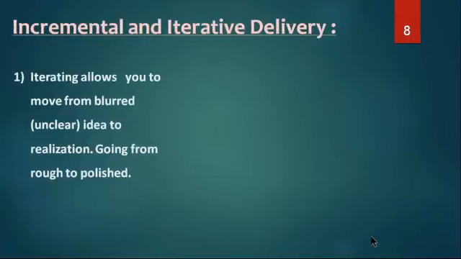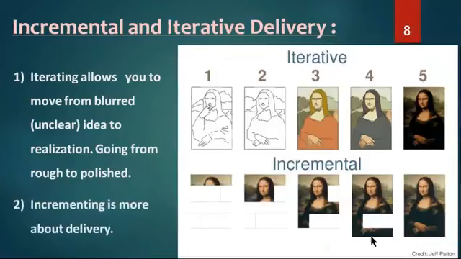Incremental, iterative delivery. Look at that. Iterative means what? What's the meaning of iterative? Iterative allows you to move from a blurred, unclear idea to realization, going from rough to polished. First, we provide this one to the customer. Every version, what is happening? Finally, we work until he gets his actual requirements done in his software. Iterative: step by step, version to version, we can go on. We can go on releasing any number of cycles to the customer.